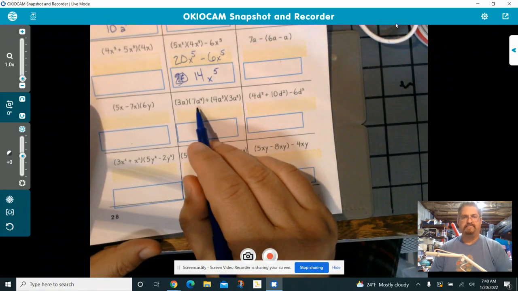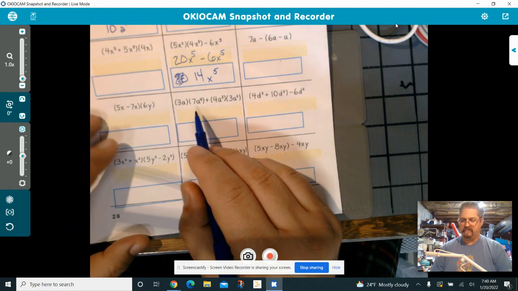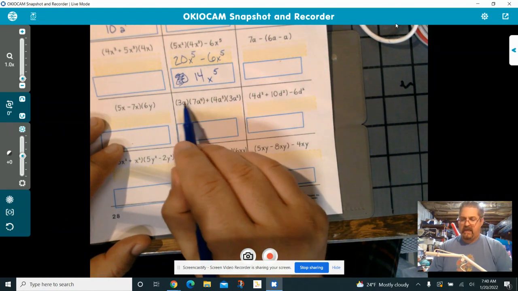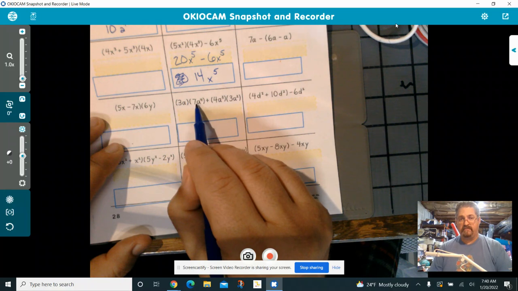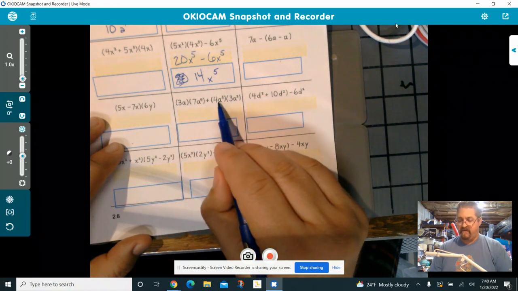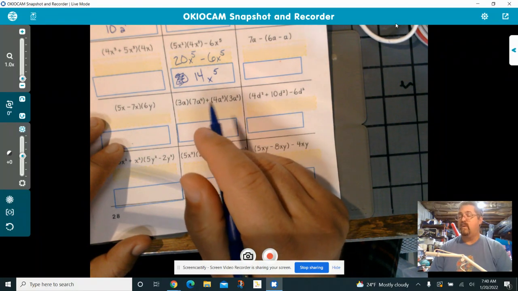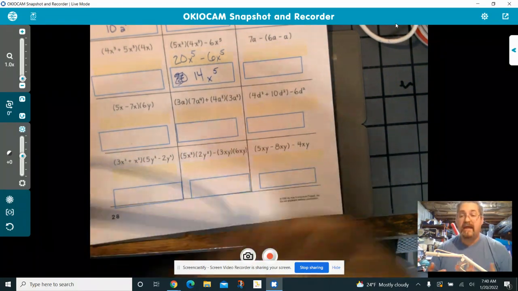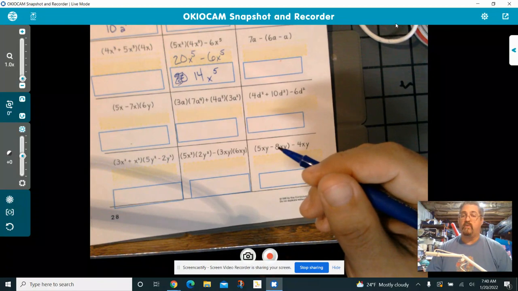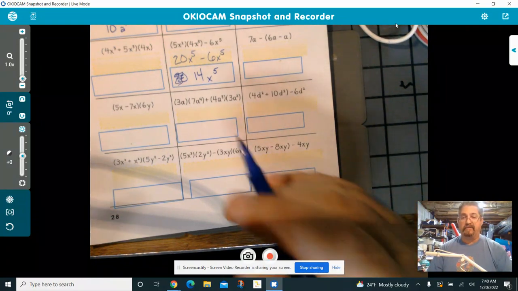This will be good and complicated. 3a times 7a to the fourth plus 4a to the third times 3a squared. That's got me shaking my head at that one. Like, what in the world just happened here? I know.